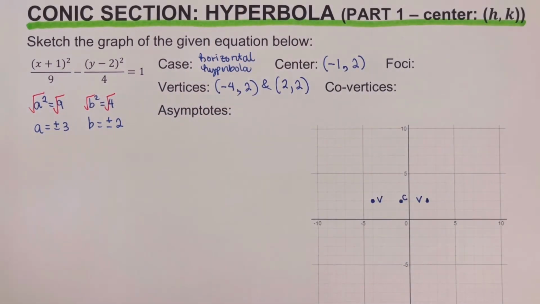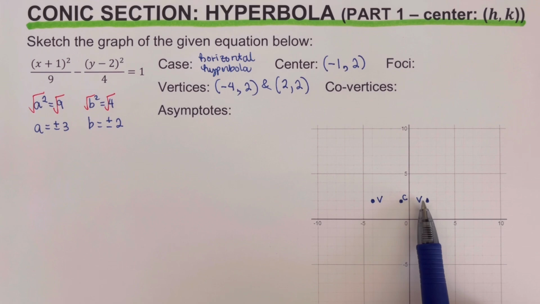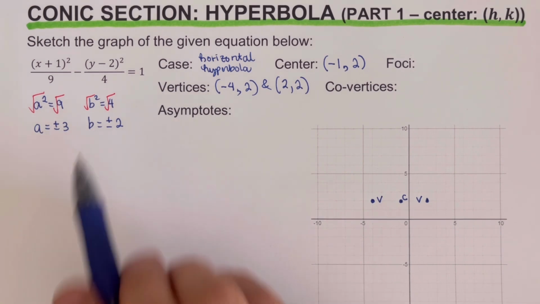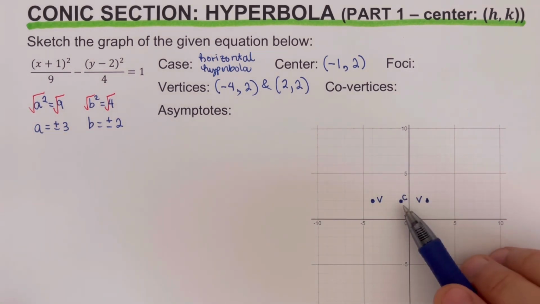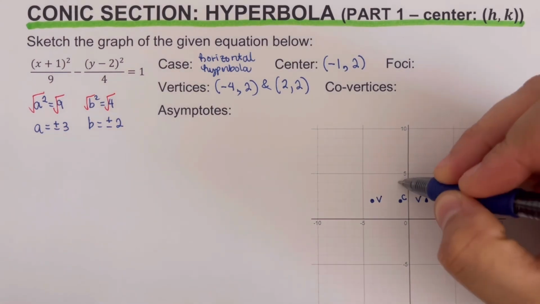So these are the coordinates of the two vertices. Again, I counted to get the first vertex. I counted 3 spaces to the left and 3 spaces to the right from the center. Now, to determine the co-vertices, the b value is going to give us that. So I go up 2 and down 2 and determine the coordinates of the co-vertices.